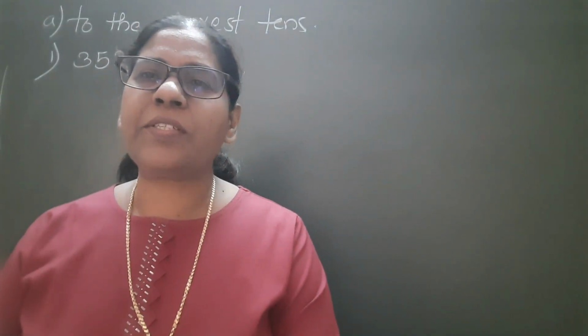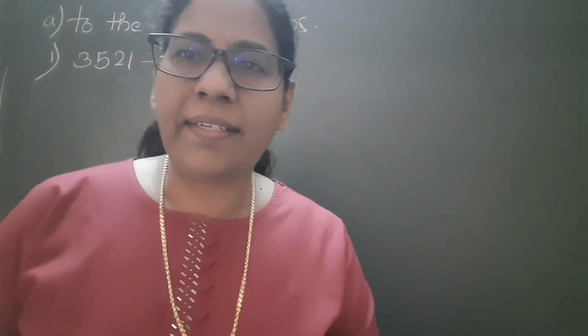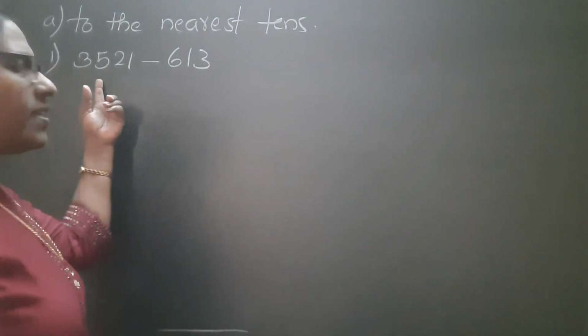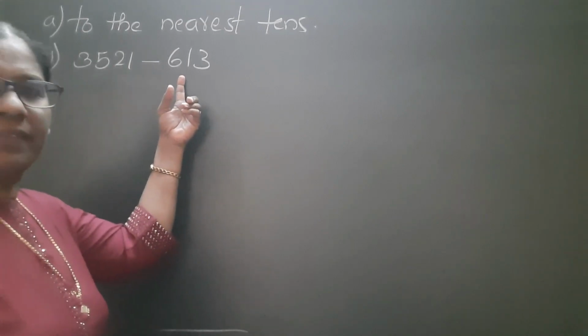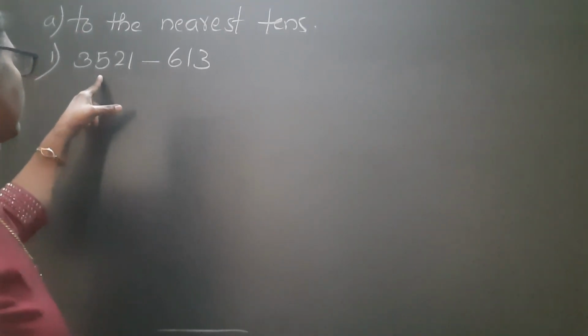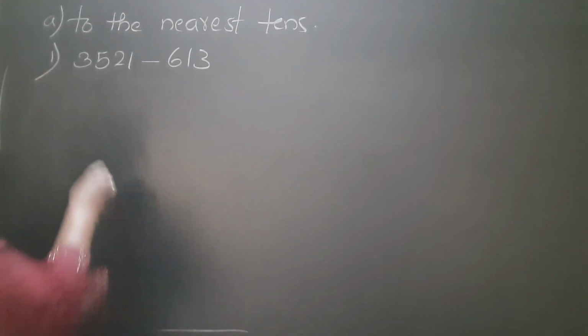Hi students, today we are going to make an estimate of the following and compare your result with the actual difference. First, let's do it to the nearest tens. Our first question is 3521 minus 630. First, let's round off 3521.